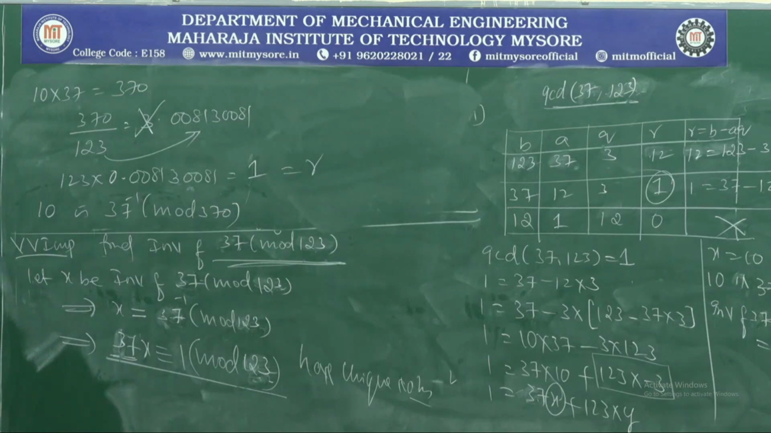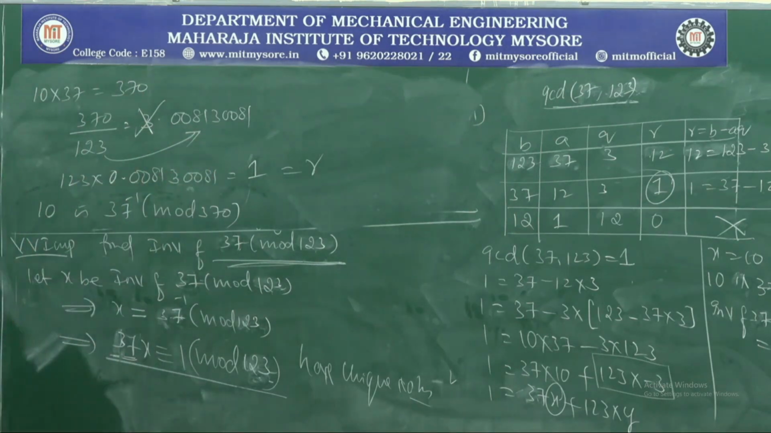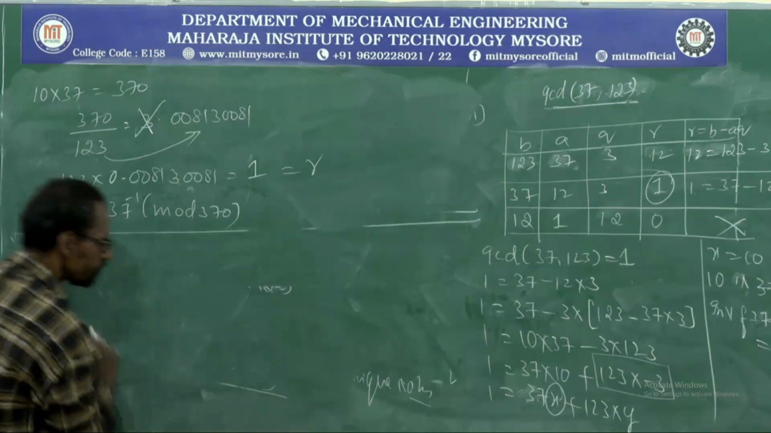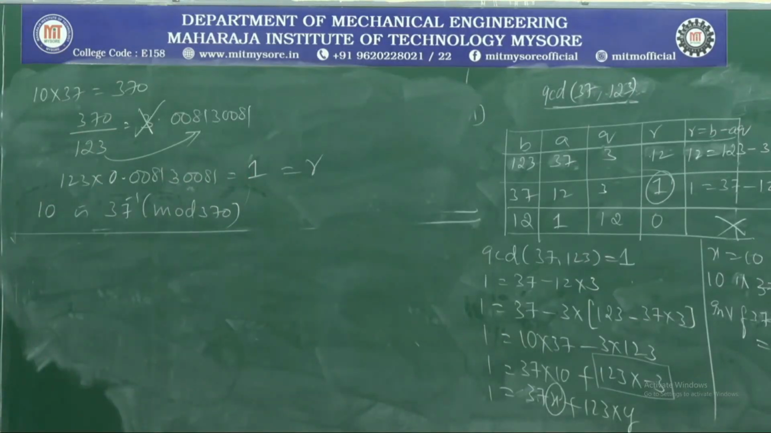I'll take one more example and then I'll directly go to the next component, that is the Chinese remainder theorem. For the Chinese remainder theorem, this inverse is very important. I'll take one example and work out the problem, because you should have a strong idea of finding the inverse under modulo.